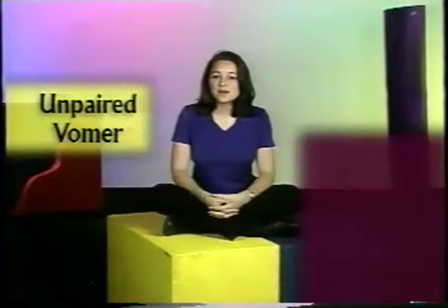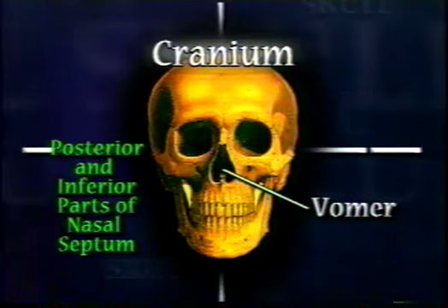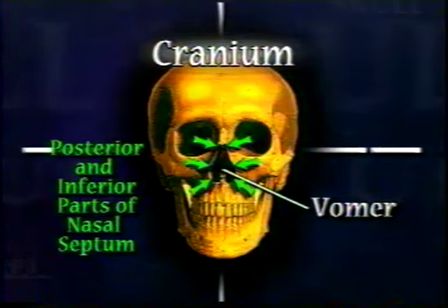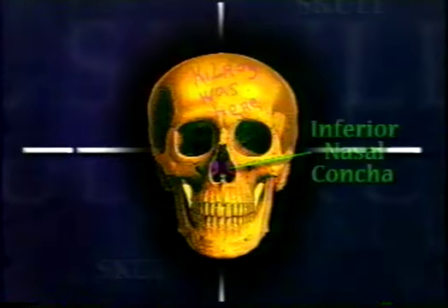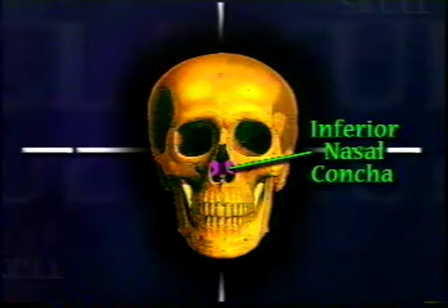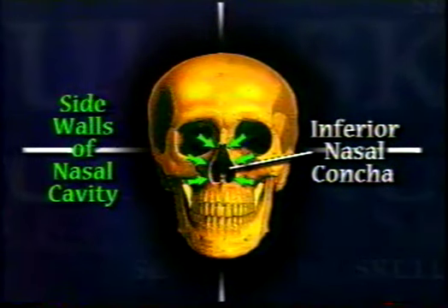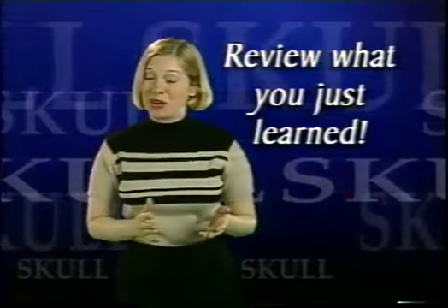And then there's the unpaired vomer, yet another important facial bone. The vomer forms the posterior and inferior parts of the nasal septum. That's the back lower part of the little wall that divides the inside of your nose. Finally, there's the paired inferior or lower nasal conchae. The paired nasal conchae make up the lateral or side walls of the nasal cavities. You got it? Now might be a good time to rewind the tape and review what you've just learned.